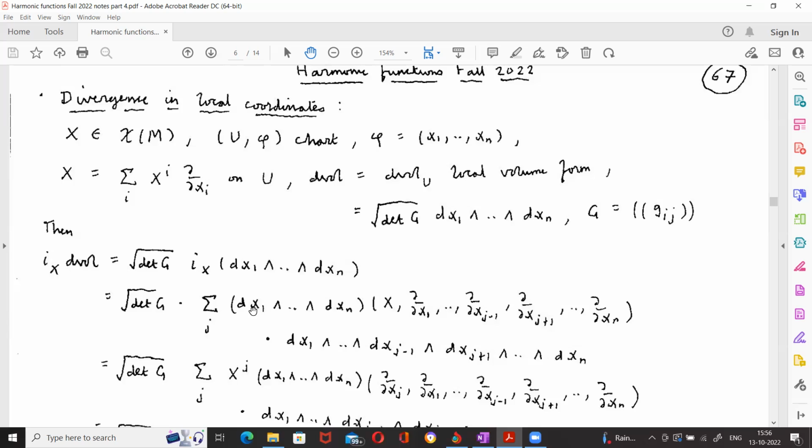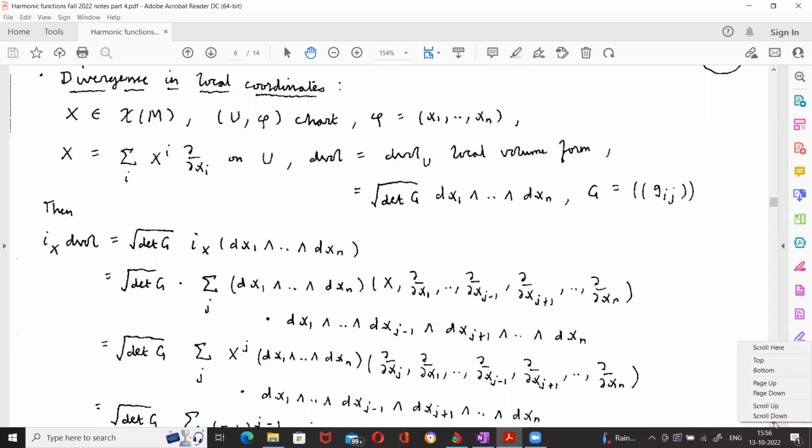It will be Ix of dx1 wedge dxn acting on the subset of the basis del/del x1, del/del x(j-1), del/del x(j+1) up to del/del xn, right? Okay. So Ix dx1 wedge dxn acting on these basis vectors, that's the same as dx1 wedge dxn acting on X comma these vectors.